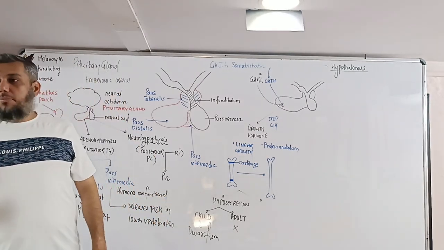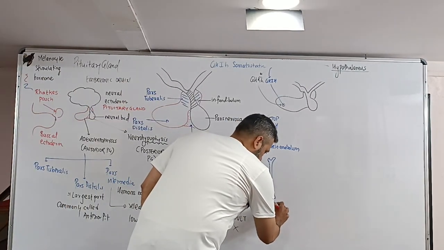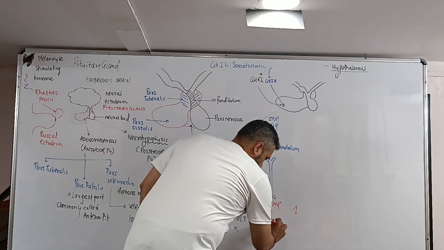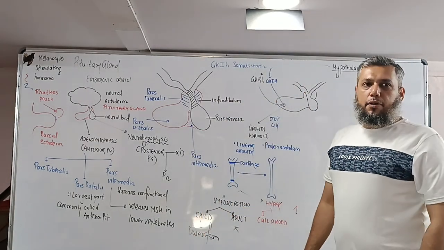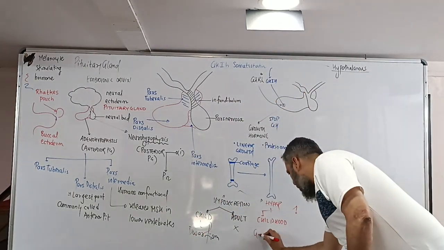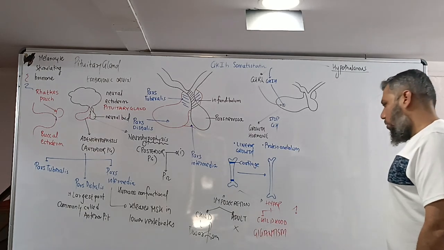I hope you got my point. So the hyposecretion में what do you have? Dwarfism. Similarly there is hypersecretion, excess secretion, and if that occurs during childhood, then it will cause a condition which is called gigantism.